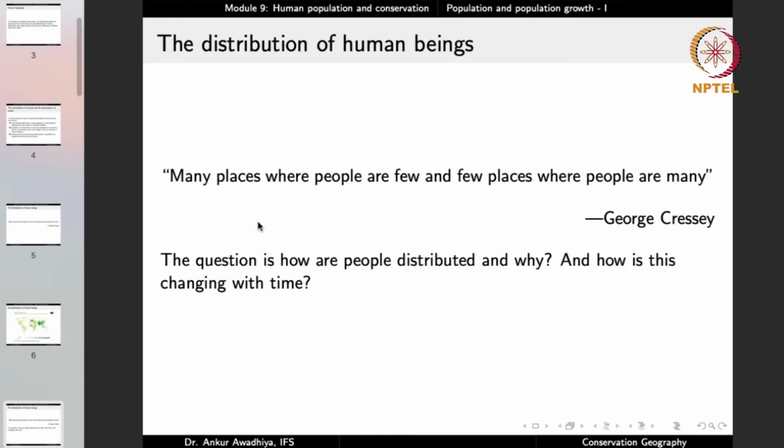Now, the question in human geography is, how are people distributed and why are they distributed in the ways that they are distributed? And is this distribution changing with time? If yes, how is it changing with time?